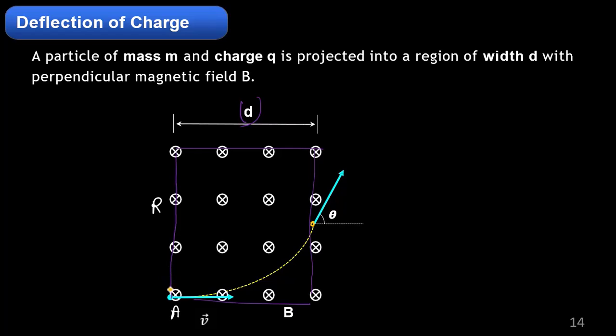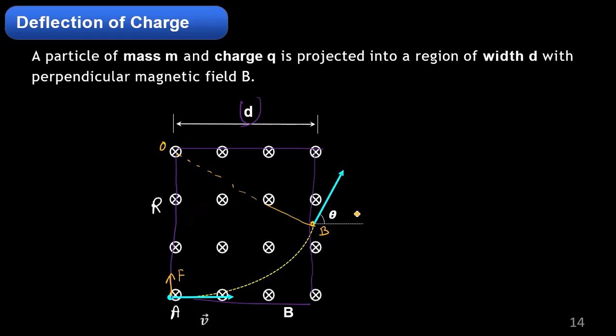So at this point, if I draw the force, the force will be in this direction. Okay. So if I take this as the center of the circle, correspondingly the particle at point A will leave this magnetic field at point B. Okay. So at point B, it will come out of the magnetic field. Why? Because the R value is now more than the d value.